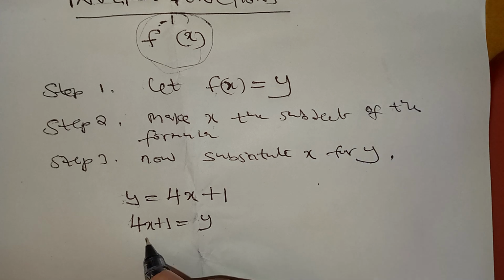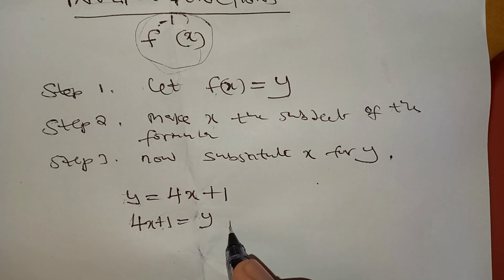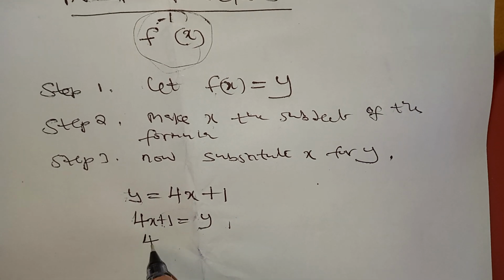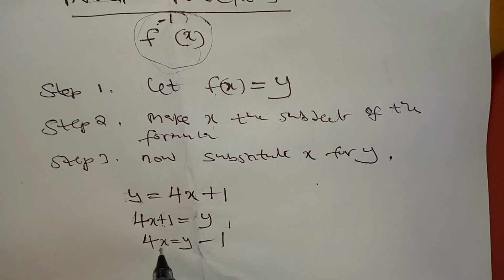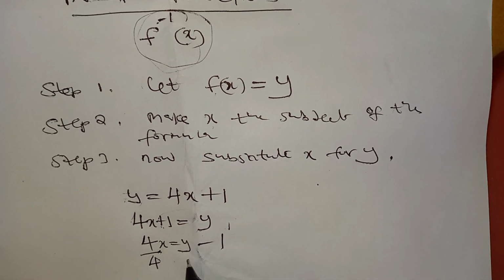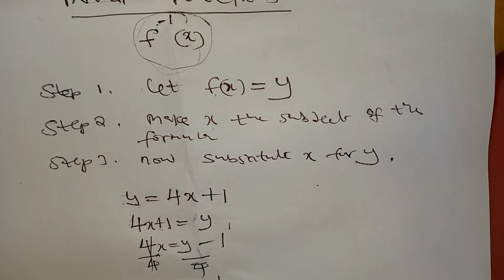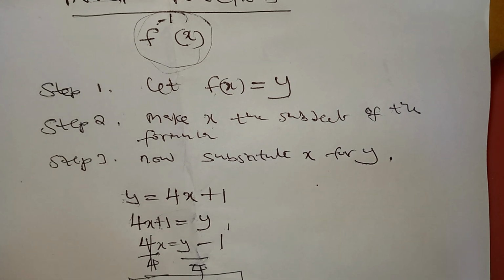So we want to remain with x on one side. So meaning this positive 1 goes the other side, and since it's positive, crossing the equal sign it's going to be negative. So we have 4x is equals to y minus 1. So to remain with x there, we have to divide by 4 and divide by 4. So our x is going to be y minus 1 over 4. This is how you make x the subject of the formula.